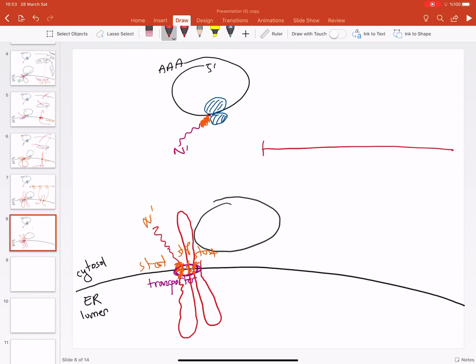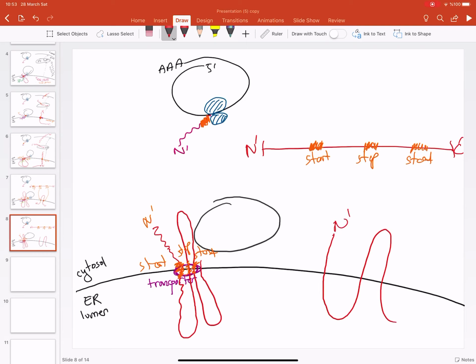And this is what the primary structure of the protein will look like. N-terminus, C-terminus. The first start transfer signal is not at the N-terminus anymore. It's somewhere in the middle, so it will not be cut by the signal peptidase. Second, there is a stop transfer signal and another start transfer signal. And the final structure of the protein in the membrane would look like this. N-terminus, C-terminus. So the first start transfer is here, the stop transfer is here, the second start transfer is here.